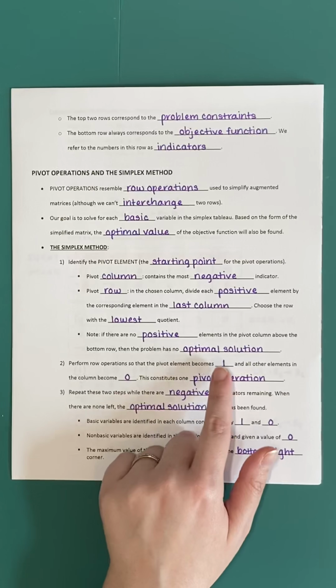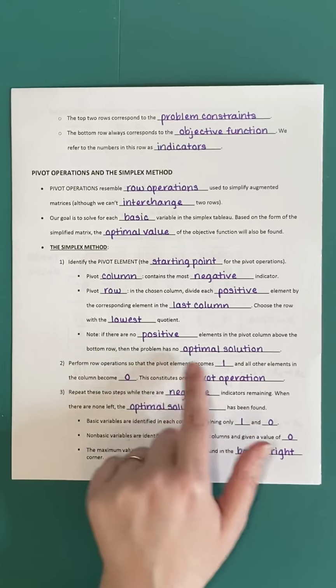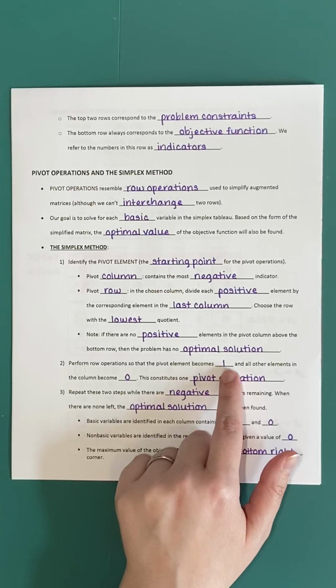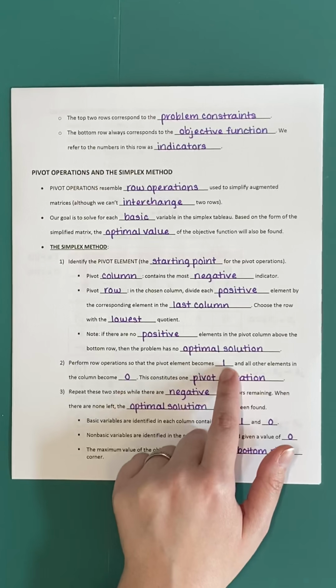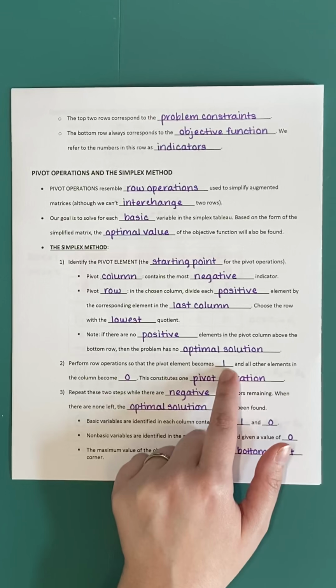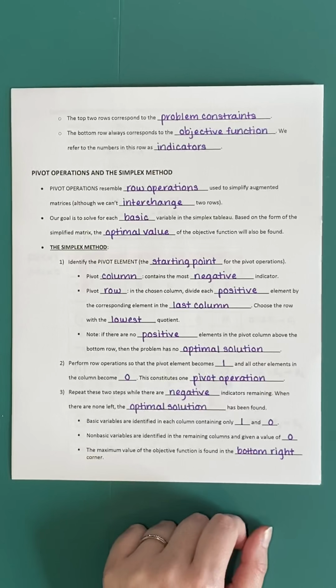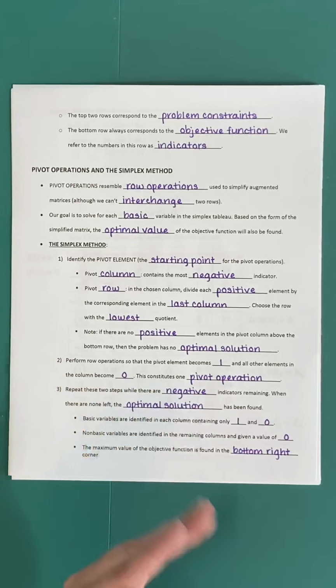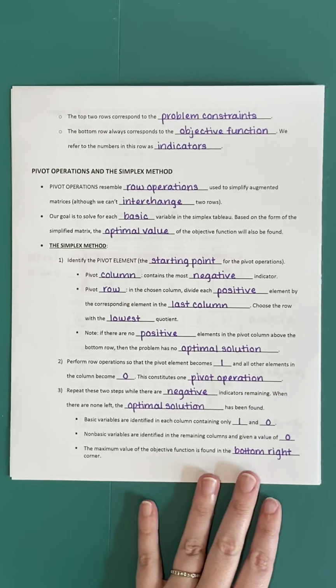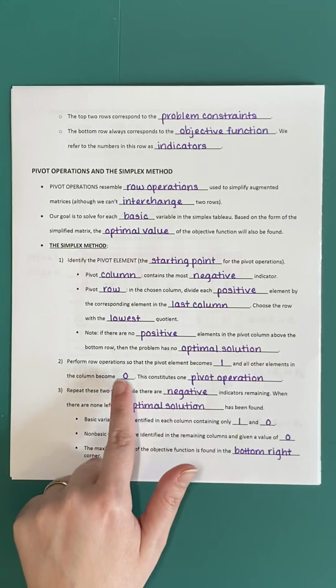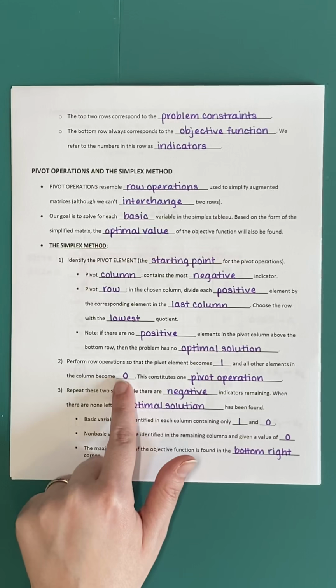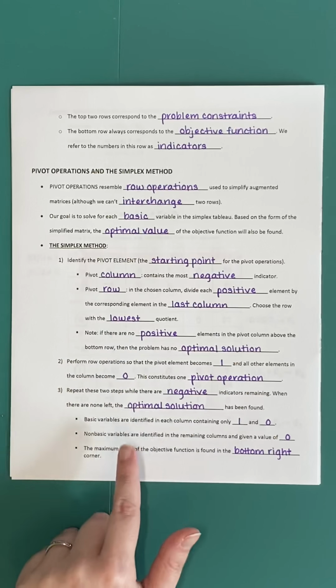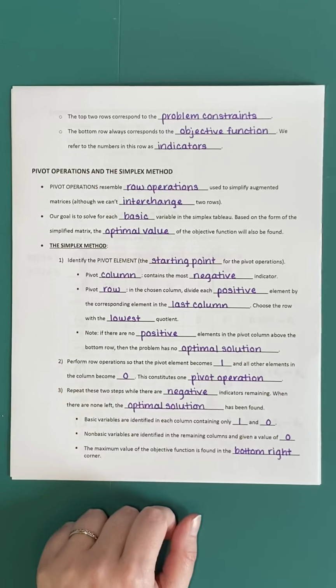Now, in order to get the 1 for the pivot element, typically we're going to take the row and multiply by a constant. So we're going to do that type of row operation. We're going to multiply that row by whatever constant would take the number that's currently there and turn it into a 1. We're then going to use that row, multiples of that row, to take every other element in the column and make it a 0.